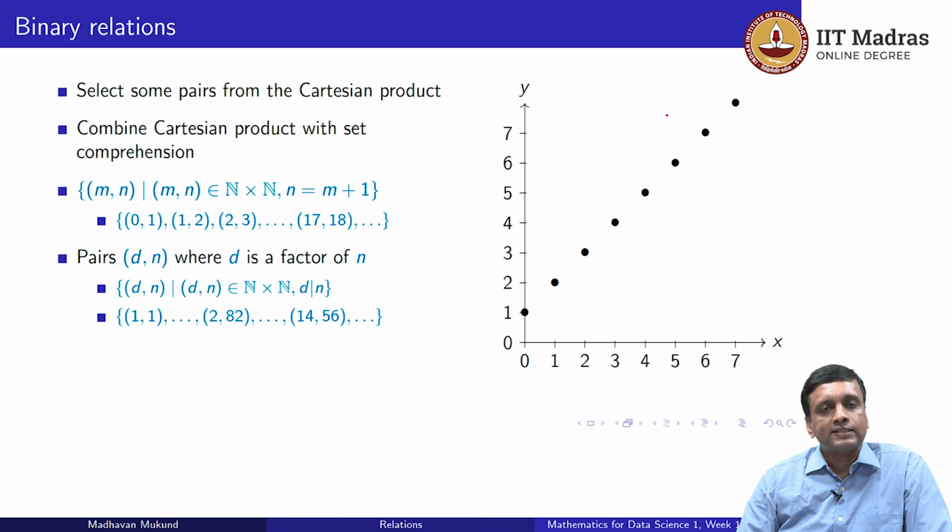Another example would be pairs again of natural numbers (d, n), where d is a factor of n.